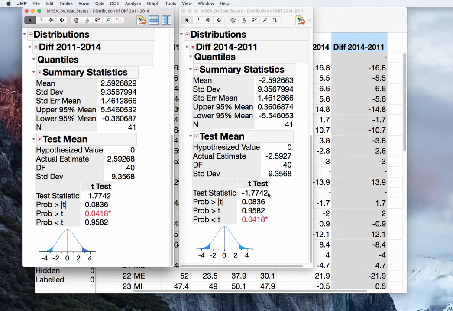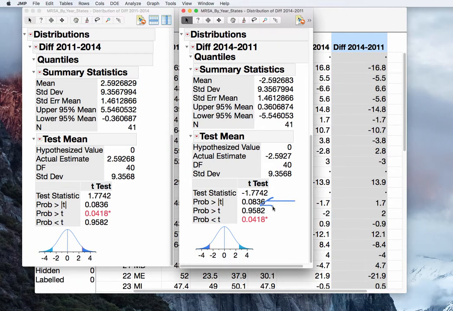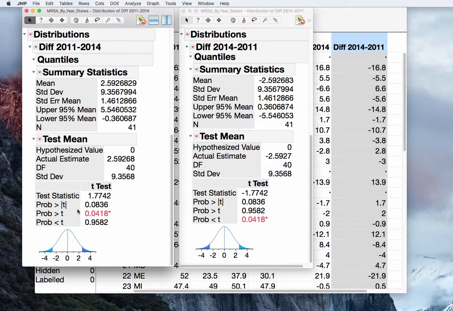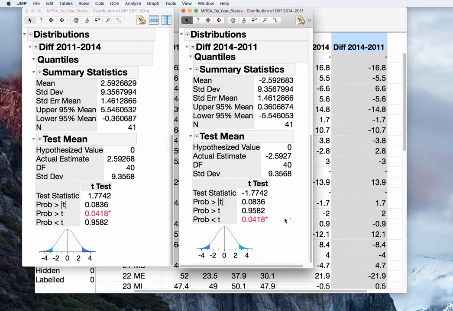We see a negative t-test value because we're looking on this side. We see a positive t-test value here because we're looking over here. You can see that the equal to, not equal to hypothesis results are identical. And we can see that we flipped the p-values here. This is the one-sided test for 2011 being larger than 2014. This is 2014 being smaller than 2011.